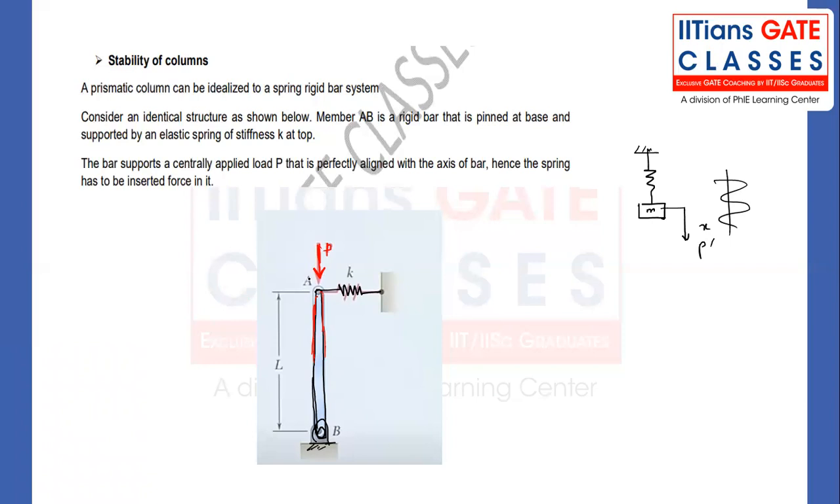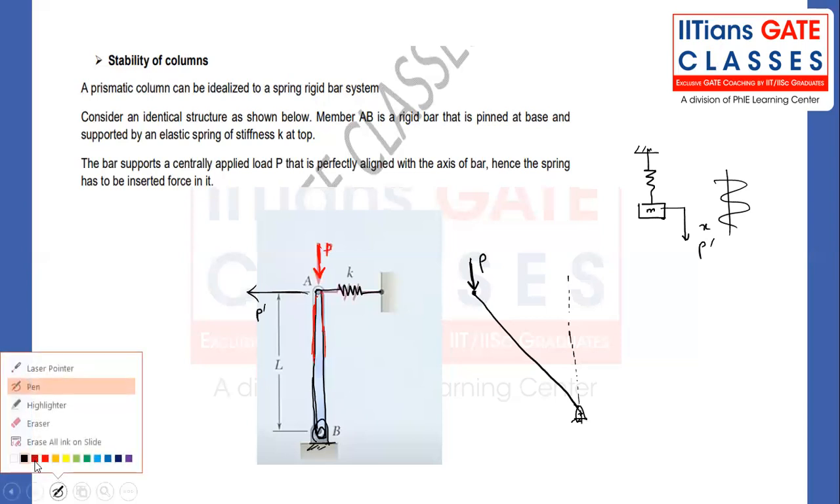No problem. You try to disturb it by an amount P dash. Once you disturb it, this P dash will disappear. It will not be there for the system. After disturbance in the negative x direction, what will the position be? Let's see. The position will be somewhat like this, where the load P has been applied.